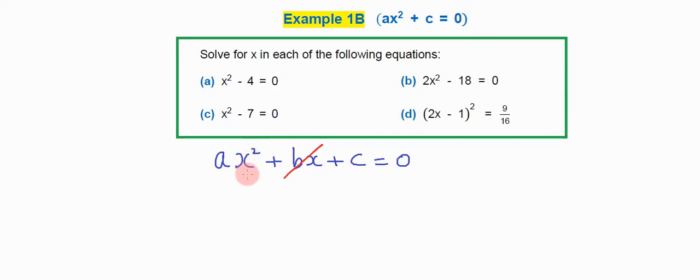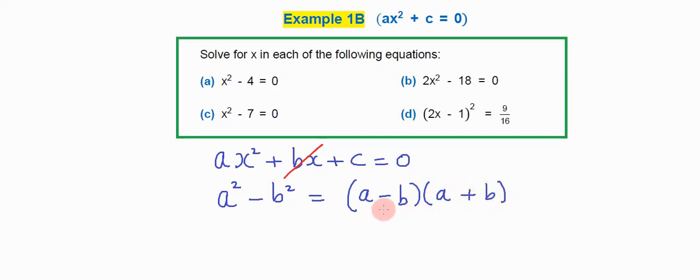Now, recall for a difference of squares, if we have a squared minus b squared, then we can take the square root of the first term, which is a, then minus the square root of the second term, which is b, in one set of brackets, and then multiplied by a plus b. So (a - b)(a + b) gives a squared minus b squared. So let's look at this example. It says solve for x in each of the following equations. And in A, we have x squared minus 4 equals 0.